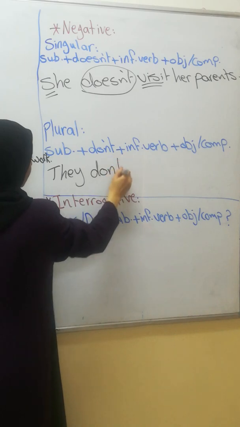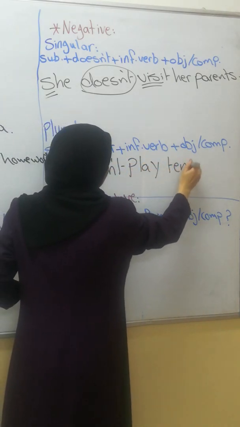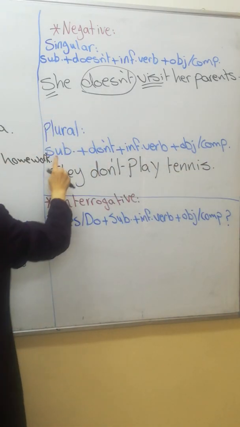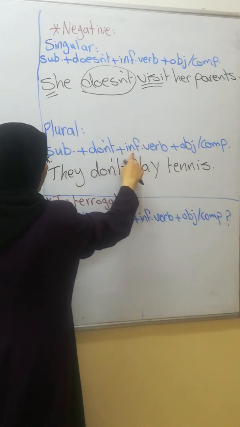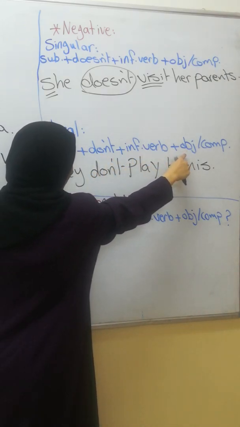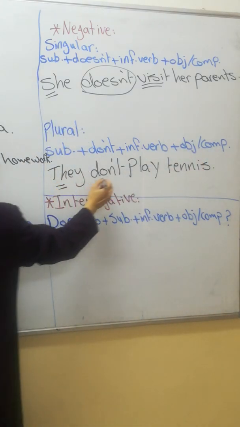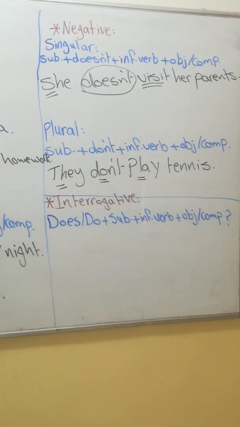For the plural case, they don't play tennis. So the main structure for the plural negative simple present is going to be subject, don't, after don't we have to have infinitive verb, then we will complete the sentence using object or complement. They don't play, infinitive verb, and this is the object of the sentence.